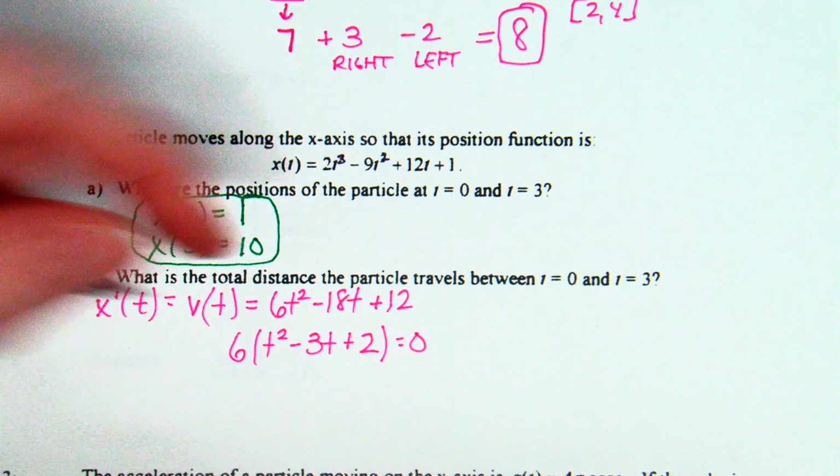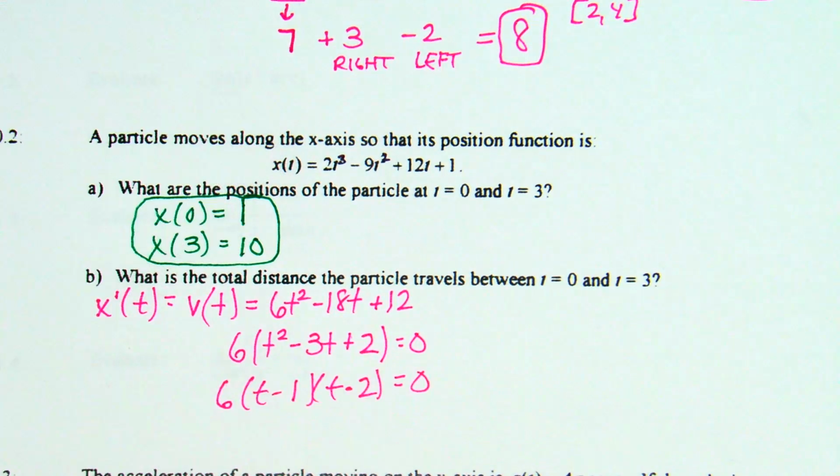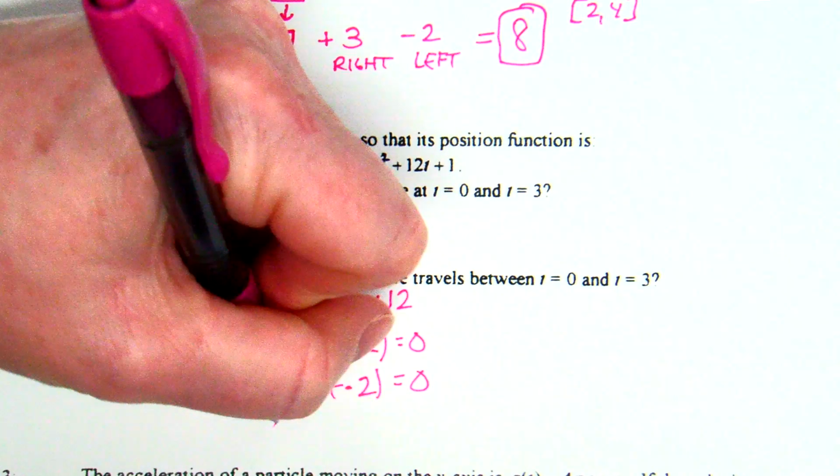And good news is that definitely looks like something I can factor. T squared is t times t. 2 is 1 times 2, multiplying to be positive 2, adding to be negative 3. Both negative. So it changes at both 1 and 2. Okay, set both parts equal to 0. T minus 1 equals 0. T minus 2 equals 0. We get times of 1 and 2.